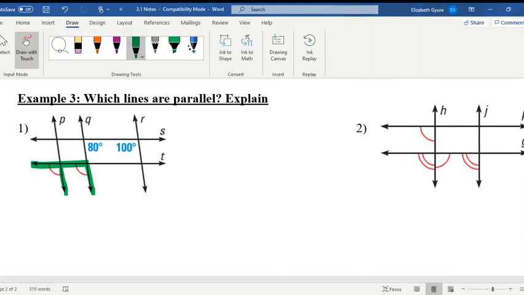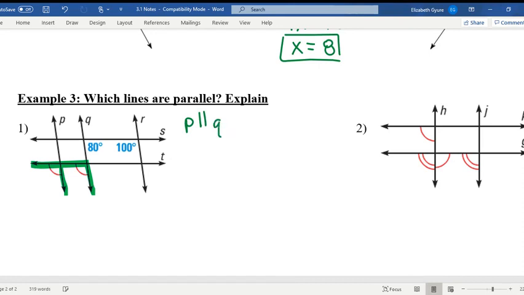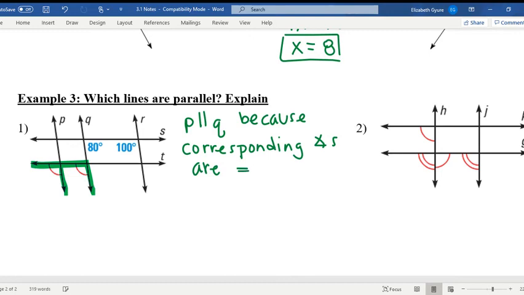So what we would do is we would say P is parallel to Q because corresponding angles are congruent. That's how we would say that. Good. Now, those are the only ones that are marked as congruent.